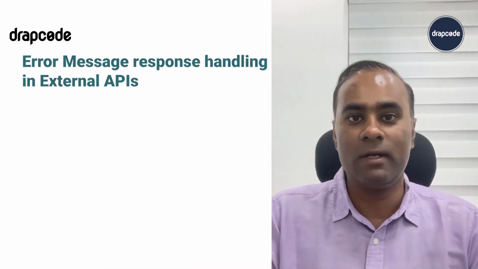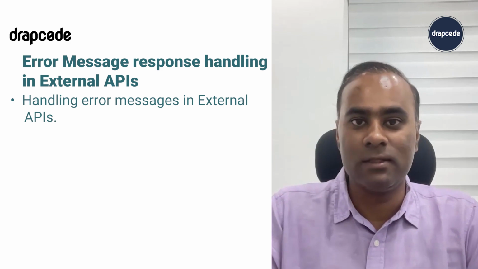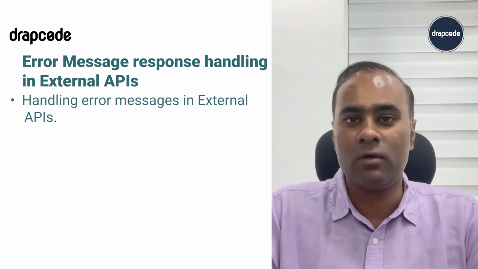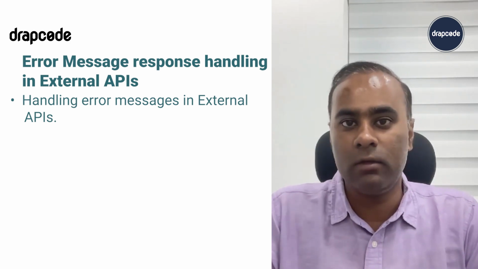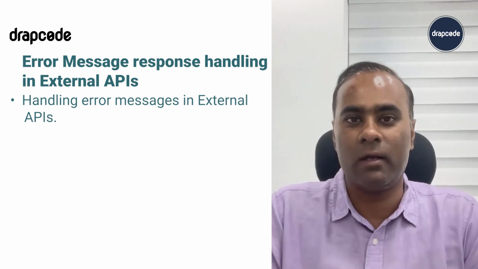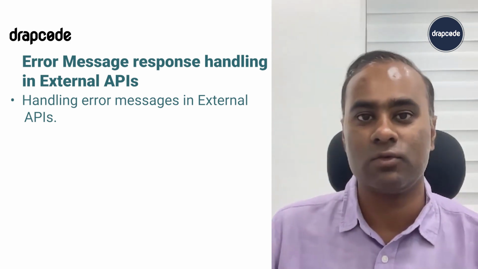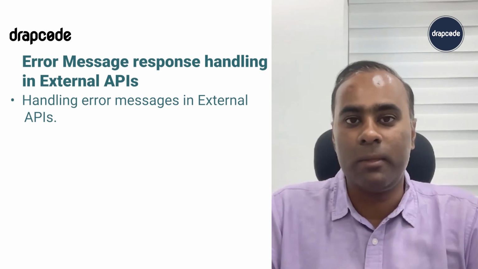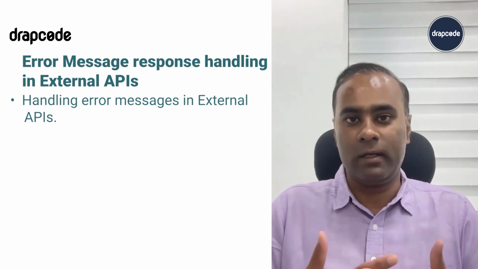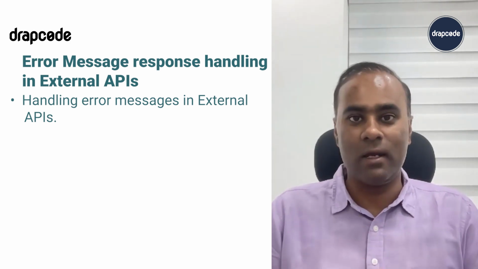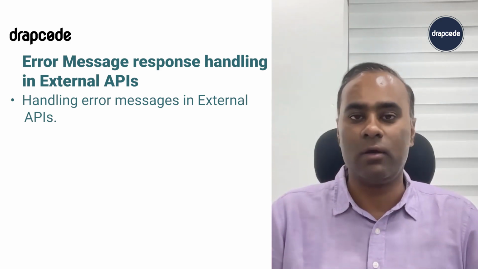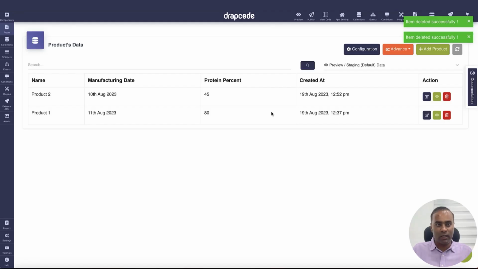So in this video, we will understand how to handle the error messages in external APIs. It happens a lot of the time that you are hitting some external API or HTTP and it is giving you some error, right? And you want to display the exact error message to your end user. So we will see how that can be done in Trapcode. We'll hit an API, we'll try to catch the error and we'll try to display the exact same error to the end user. So I have a collection called product.